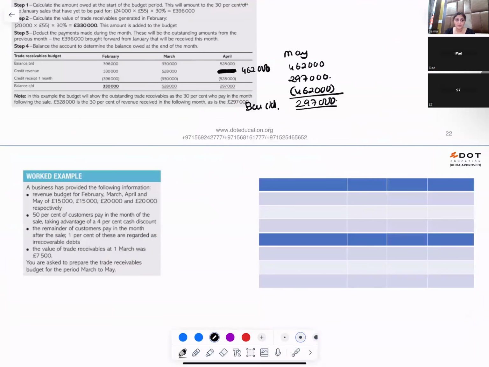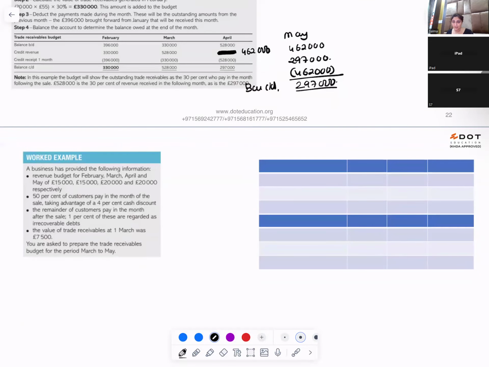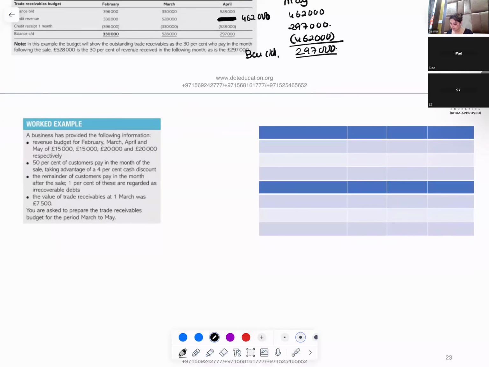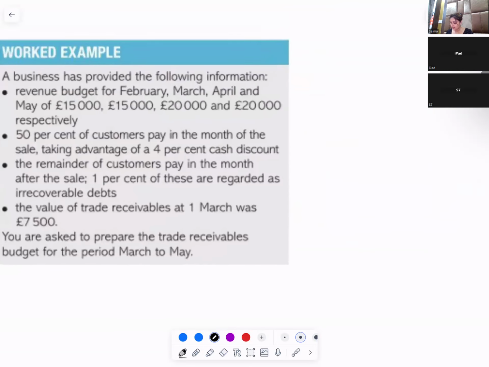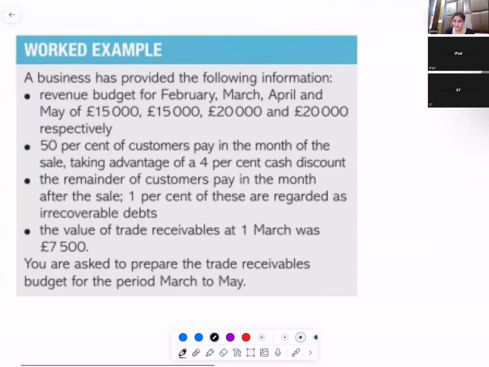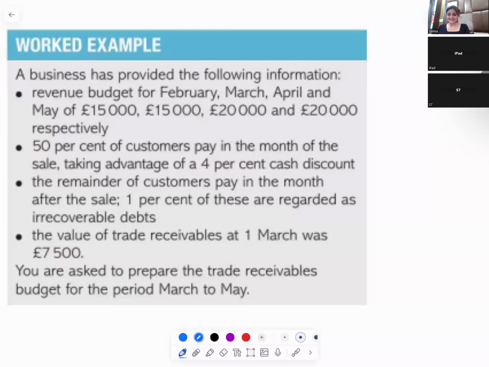Now you have one more worked example. They want the trade receivable budget for March, April, and May. I want you to try this sum yourself. Once done, you will message me. So this is the other worked example, and they want you to prepare the trade receivable budget.